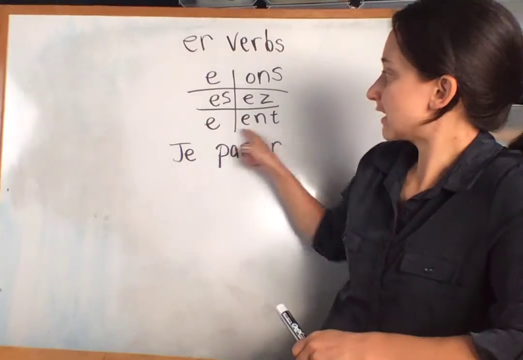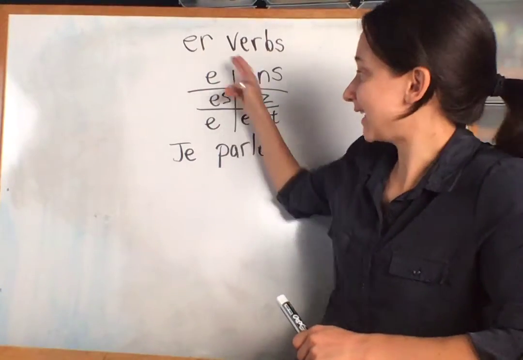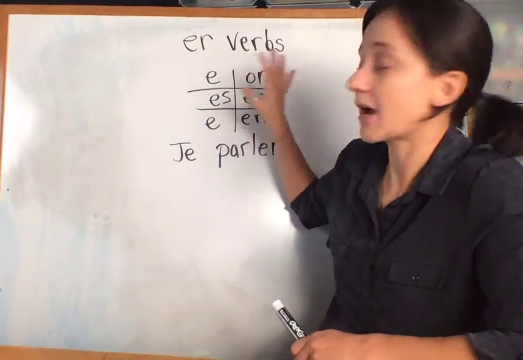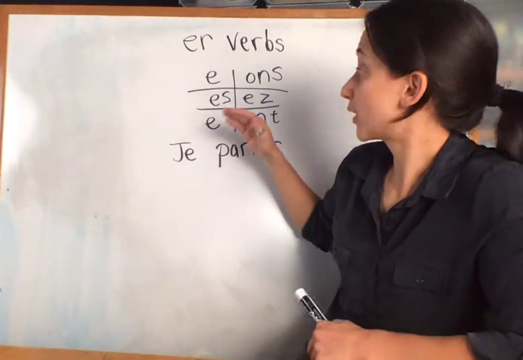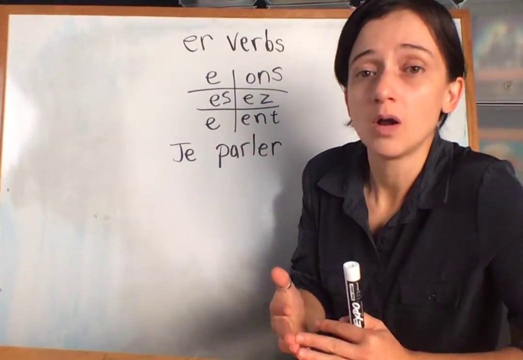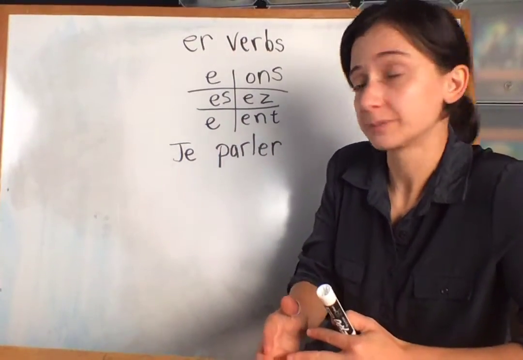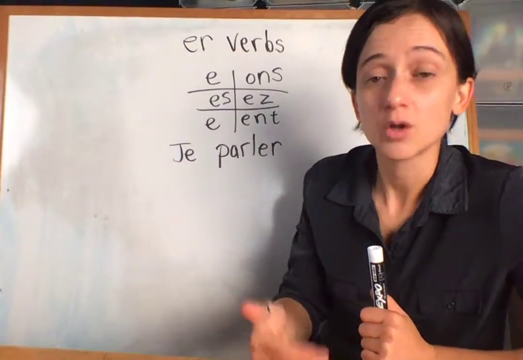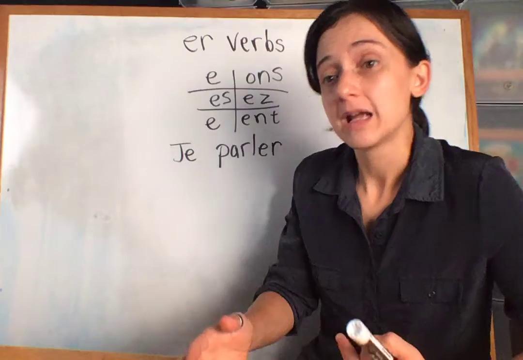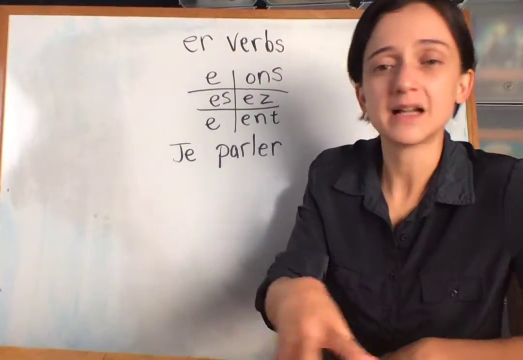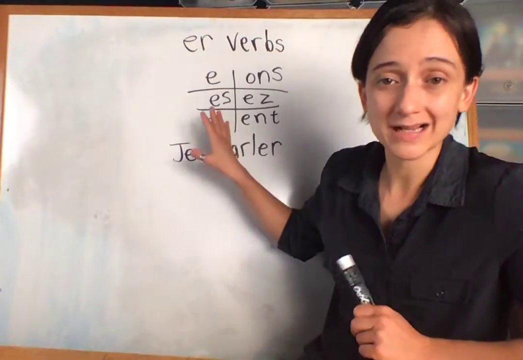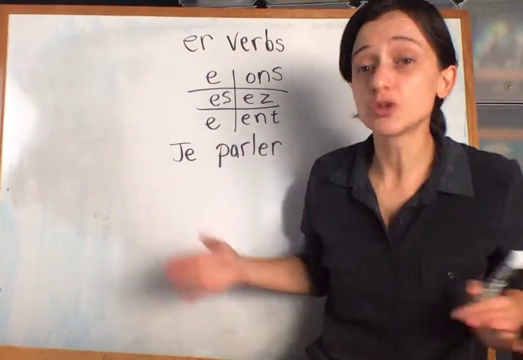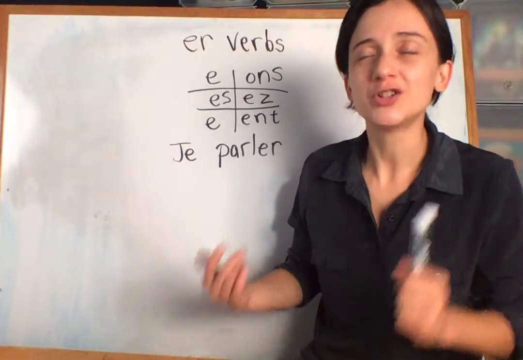And you're going to need to memorize these endings. E, ES, E, ONS, EZ, ENT. Notice how I put it in this chart here because this chart is helping you organize all of this information. And if you remember this, then you will know what ending to pick. So, different than être, different than avoir, you don't need to memorize one table per verb. You need one table for hundreds of verbs now, which is good news.